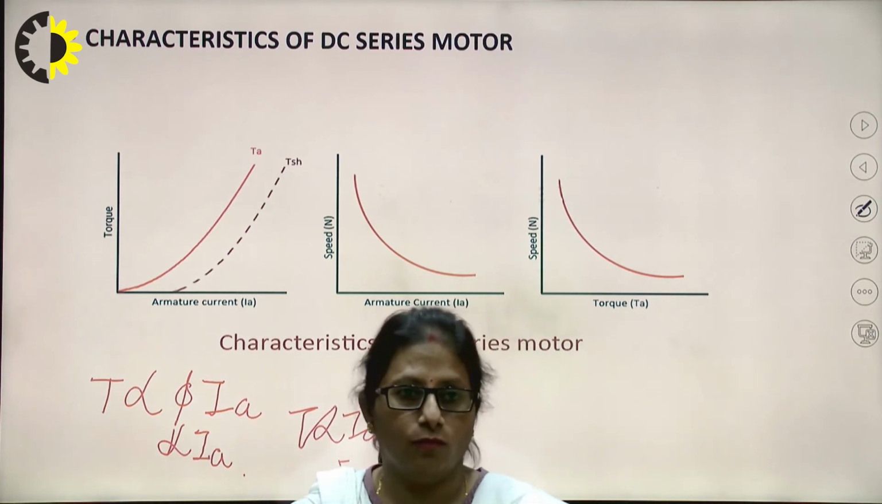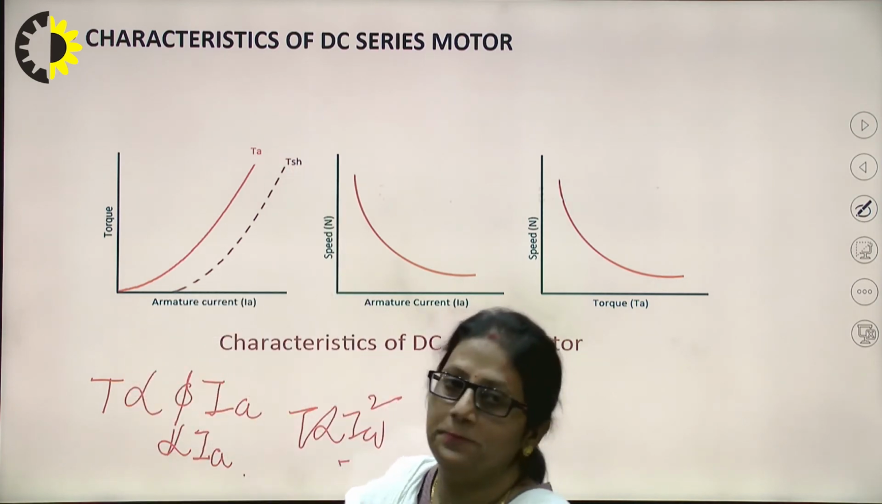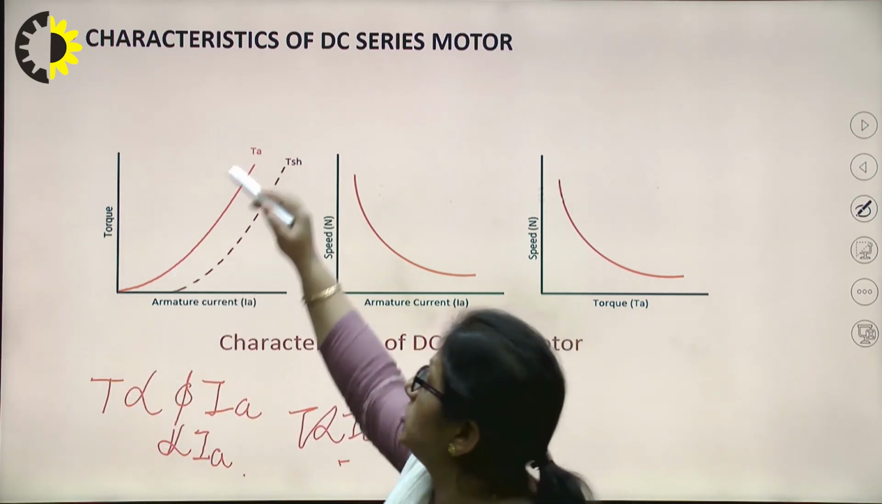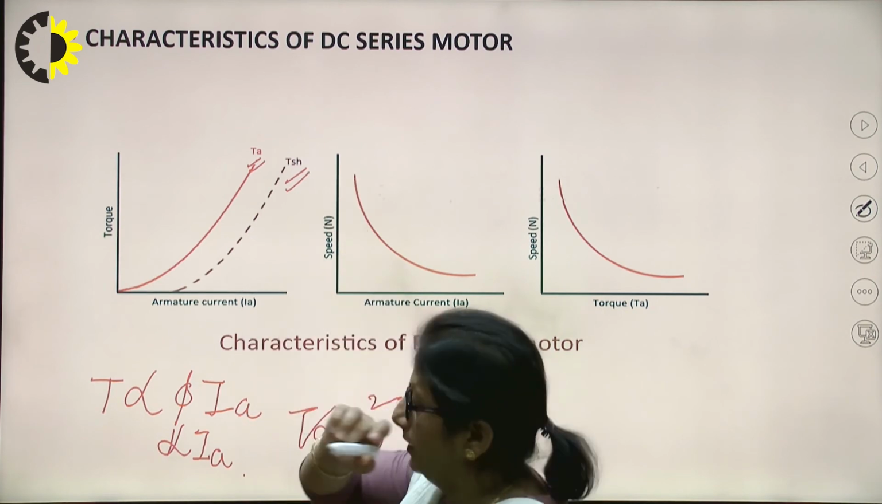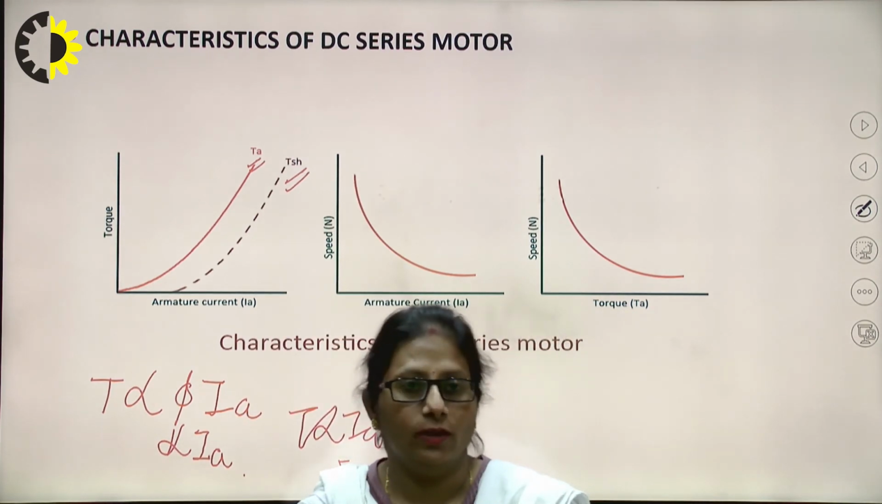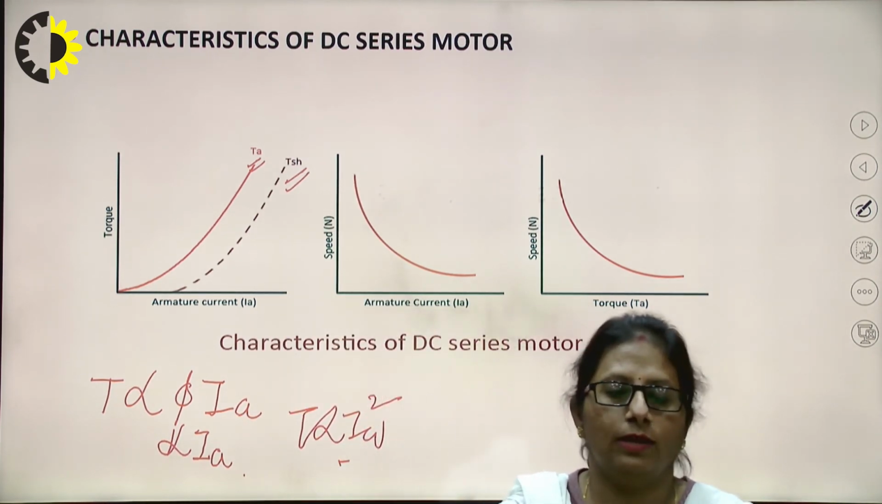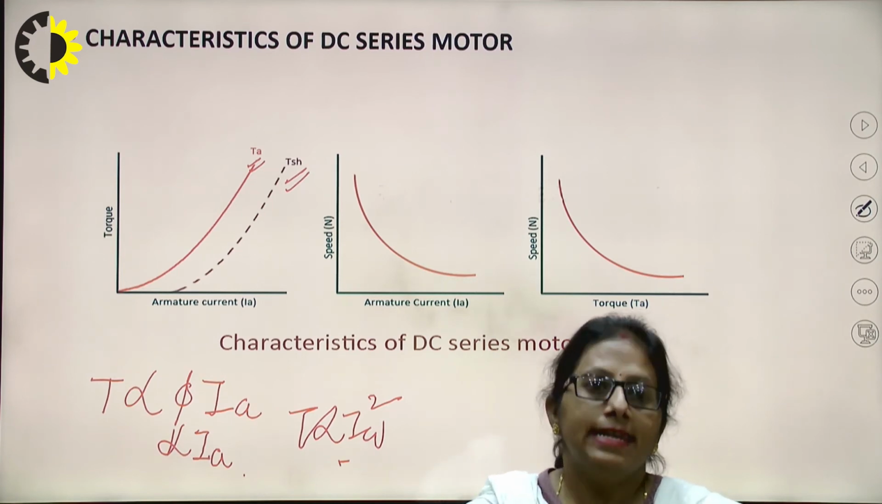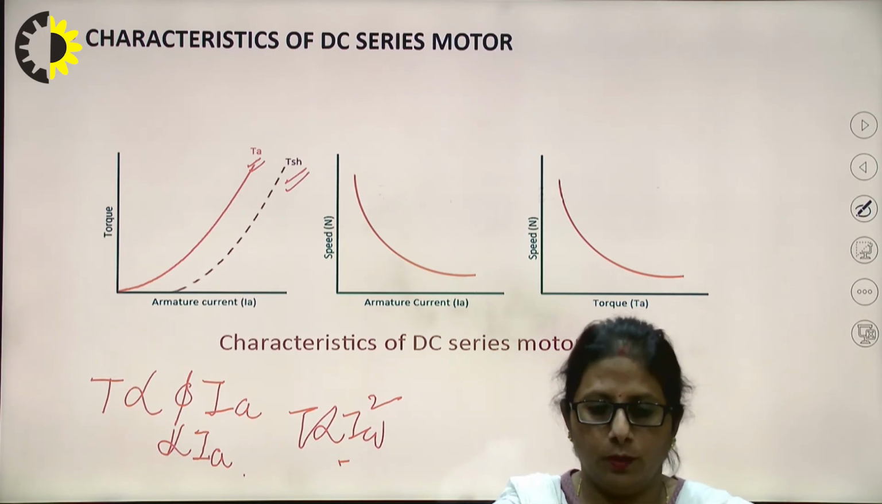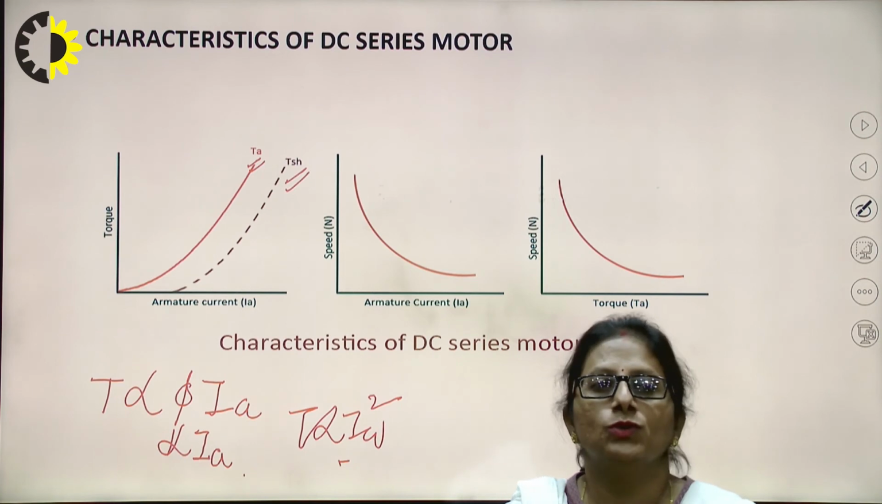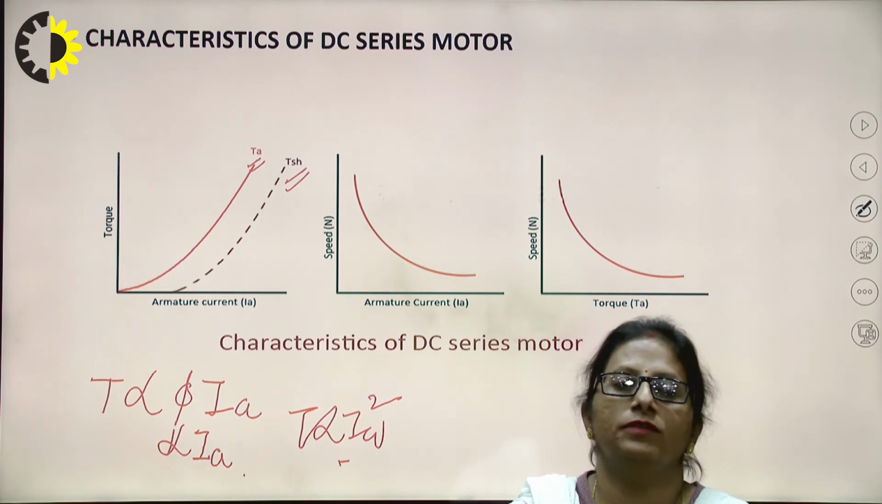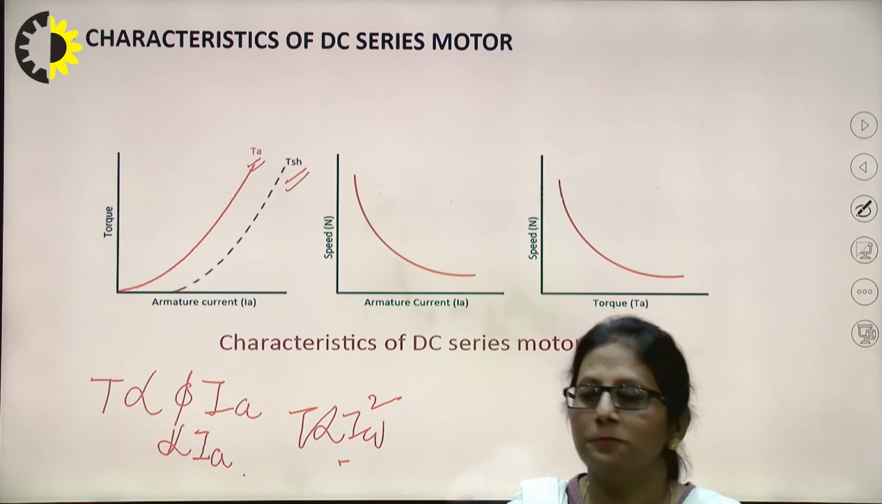So the graph you get is this. This is the armature torque and this is the shaft torque. Obviously, the shaft torque is the torque which is available at the shaft, which is lesser than the armature torque, because of the stray losses you have a lesser amount of shaft torque available at the shaft compared to the armature torque.